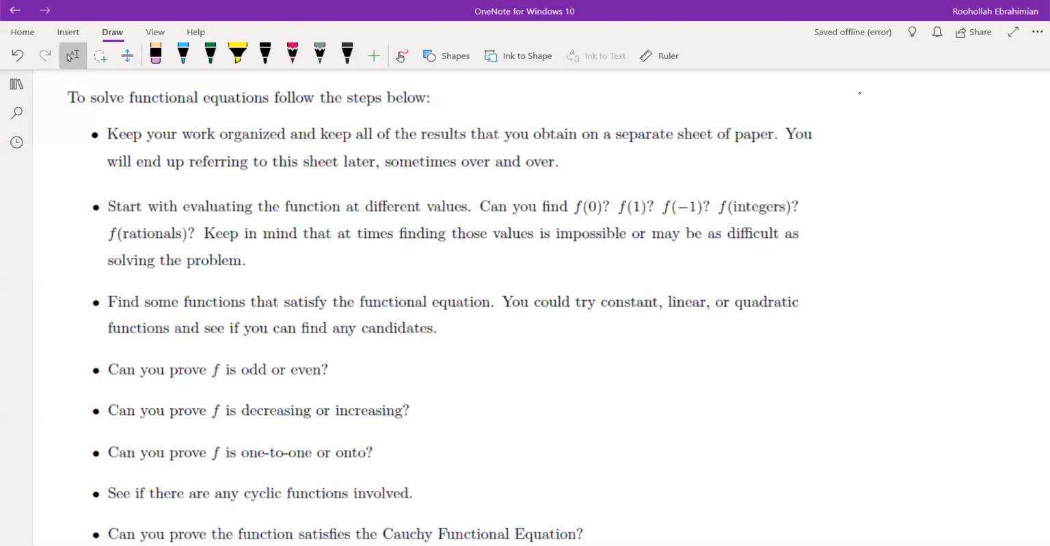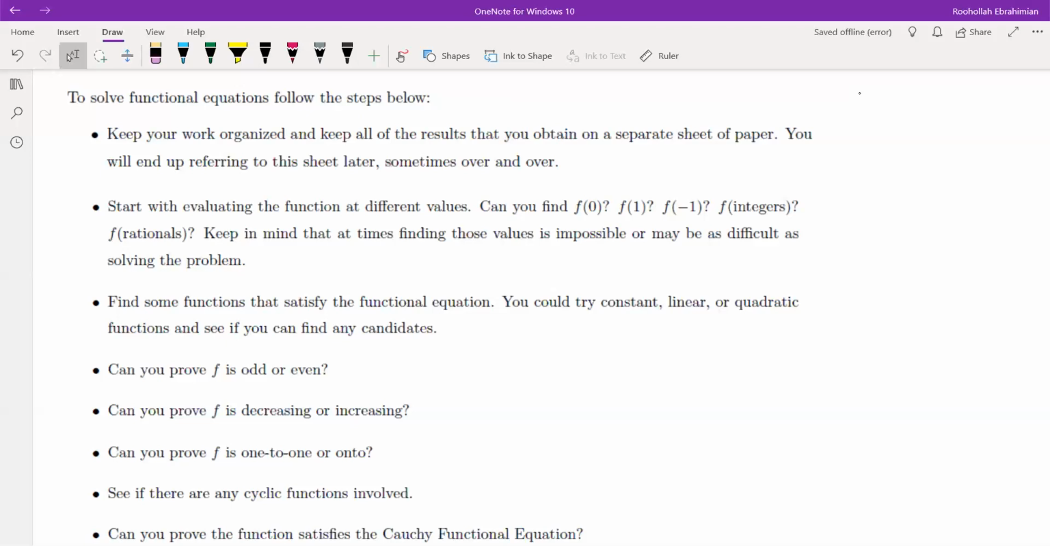After you find a few values of f, then guess what f must be. And in some cases, there might be multiple possibilities for f. So find some functions that satisfy the functional equation. Some of the common ones are constant functions, linear functions, exponentials, perhaps x to the power of n, perhaps quadratics, perhaps cubics, perhaps all polynomials. Things like that may help you understand what the solutions to the functional equation are. Because if you don't know what you're trying to prove, then you won't be able to prove it. So keep that in mind.